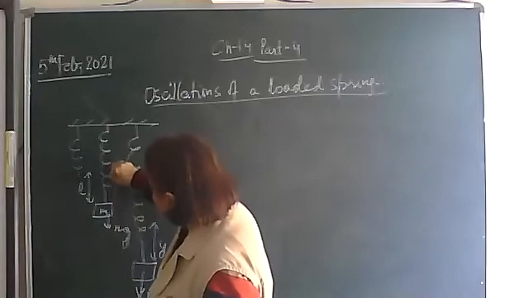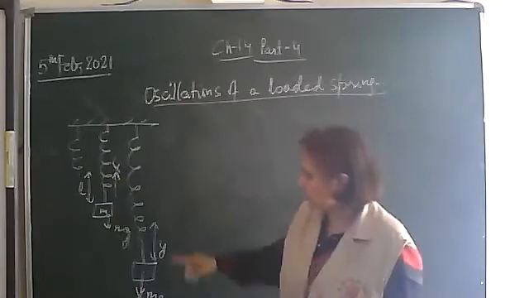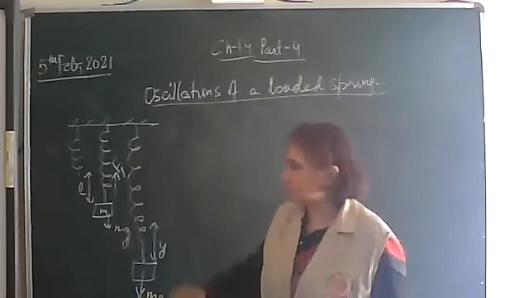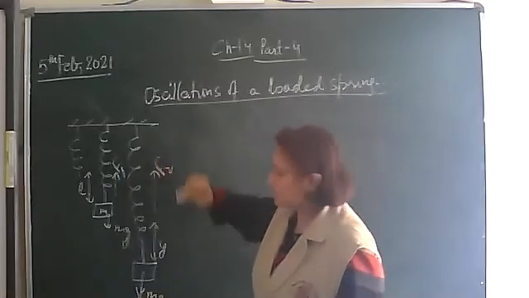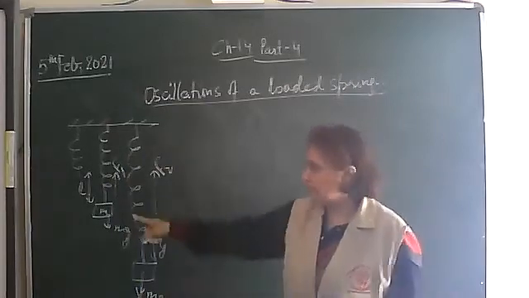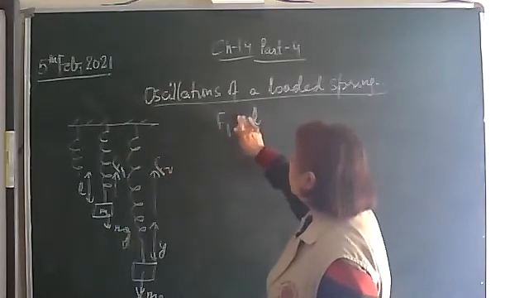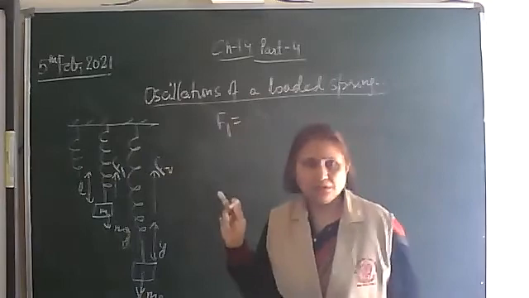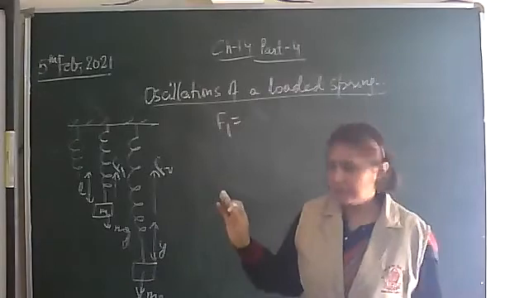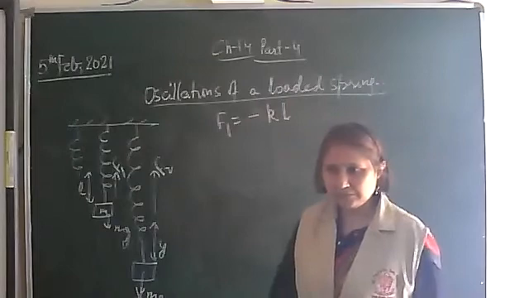So, of course, a restoring force is acting which is trying to bring it back to its mean position. Let this restoring force be F1. When it is pulled through a distance y, again a restoring force is acting which is trying to bring it back to its mean position. That is F2. Now from the figure we see that F1 is directly proportional to displacement. F1 is equal to minus K into l.